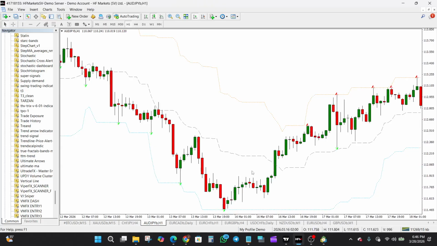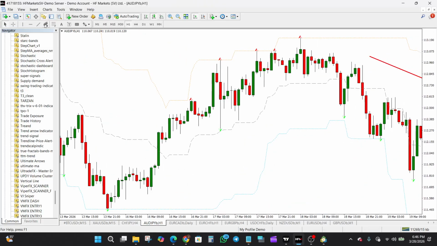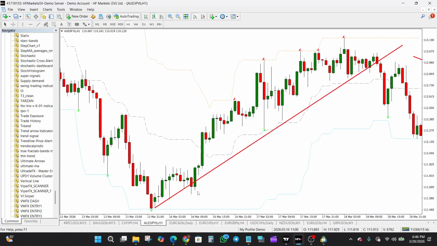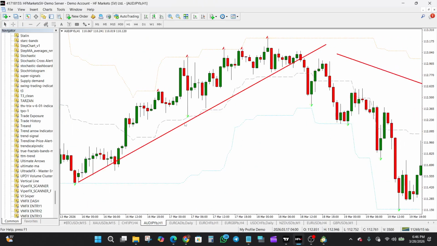Then in the situation whereby you have a bullish trend, you want to look out for price bouncing off the blue dotted line, and then you wait for a green fractal to form below your candlestick. That's going to be a buy signal.